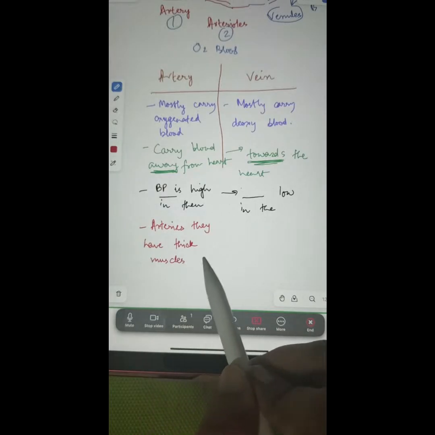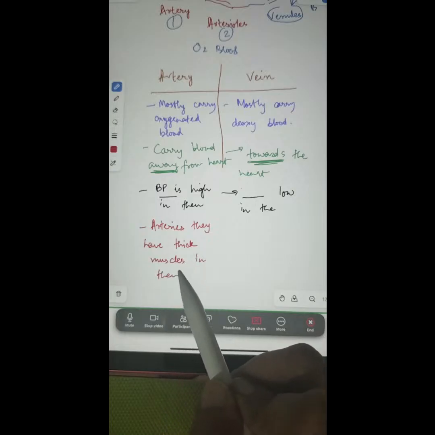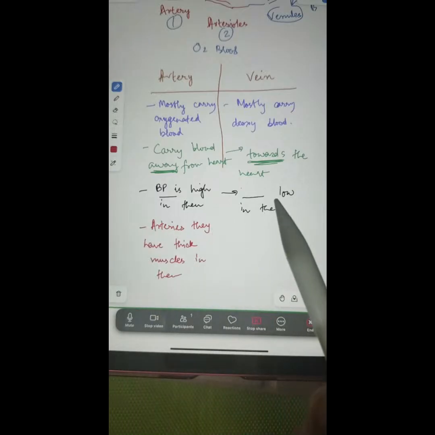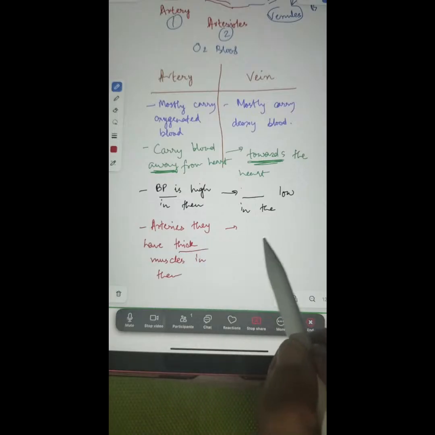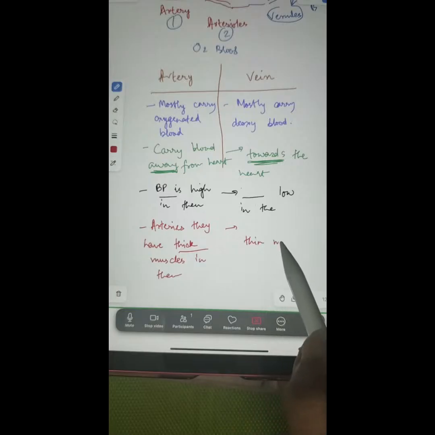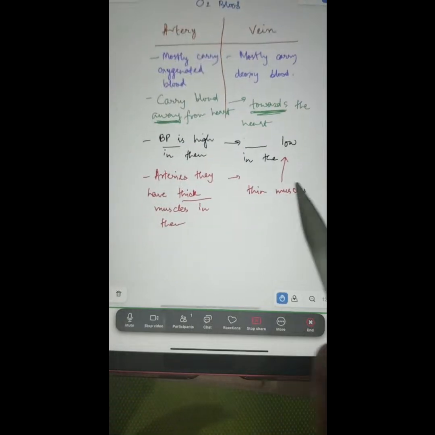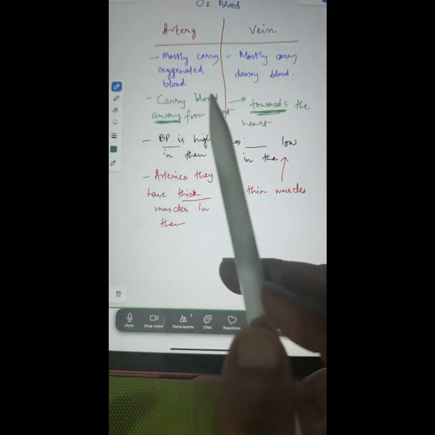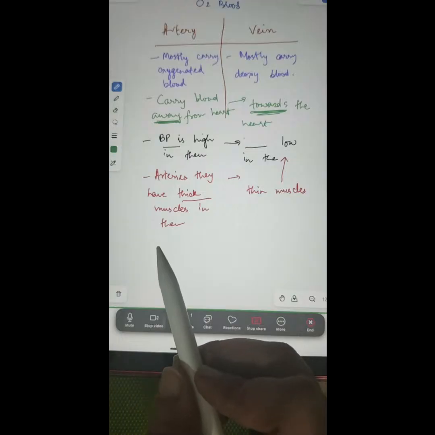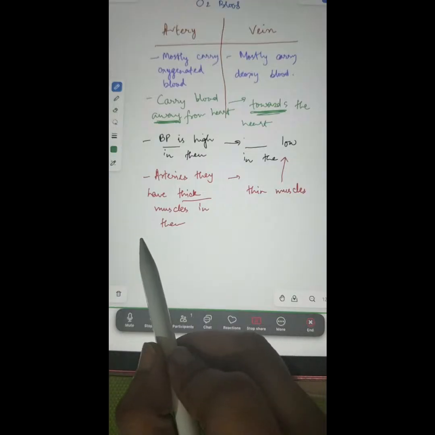Otherwise, what will happen? They might burst because they have high pressure in them. So, what are you going to write here? Veins have thin muscles in them. Why do they have thin muscles? The answer is because the blood pressure is low in them. So all the points are important to be understood. In case of competency based questions, they might be there in the MCQ based questions.